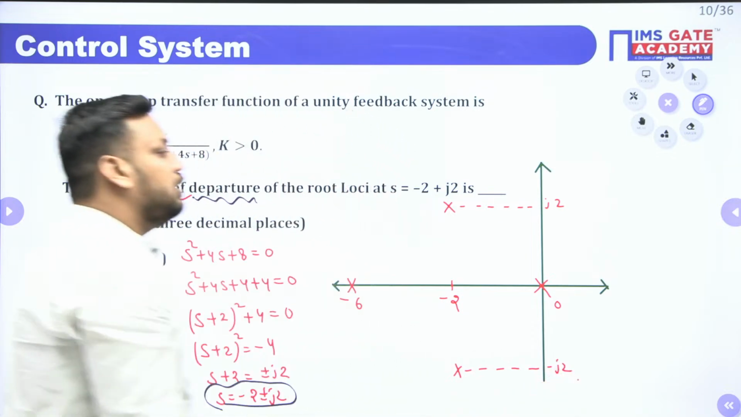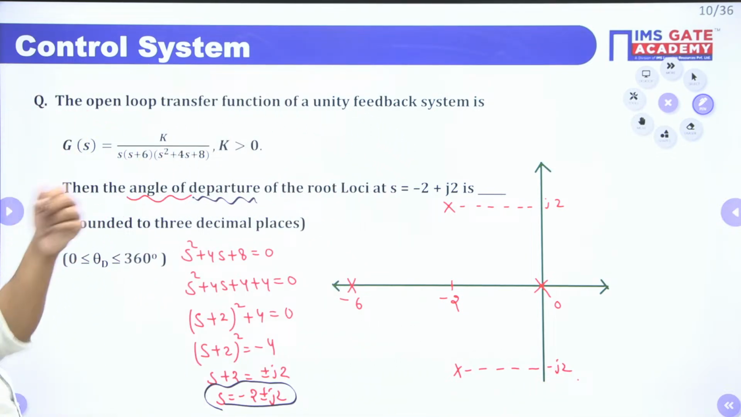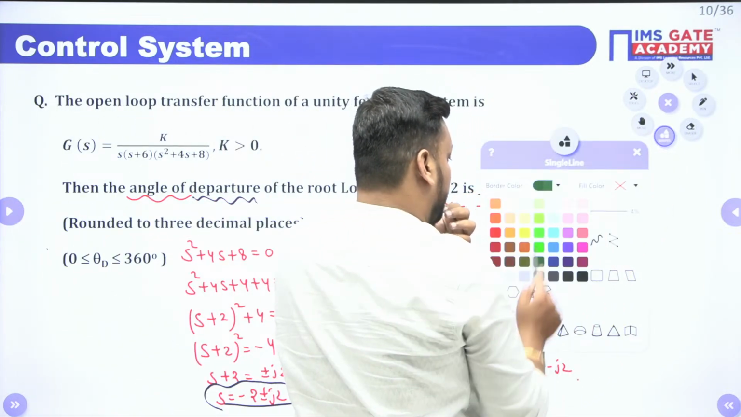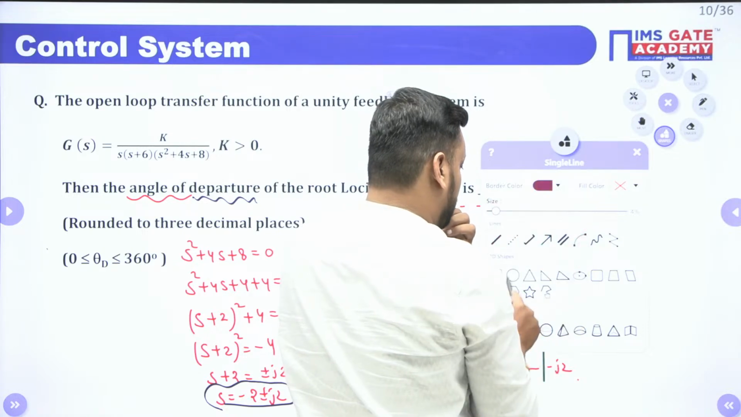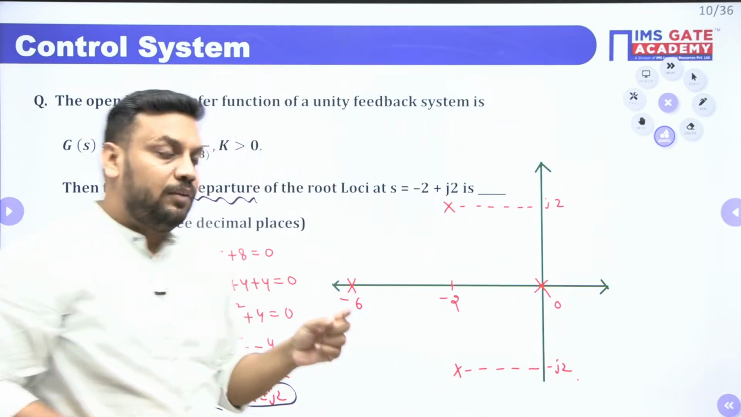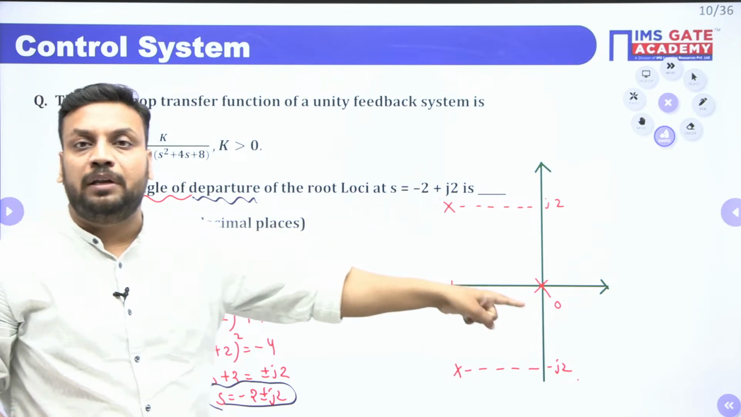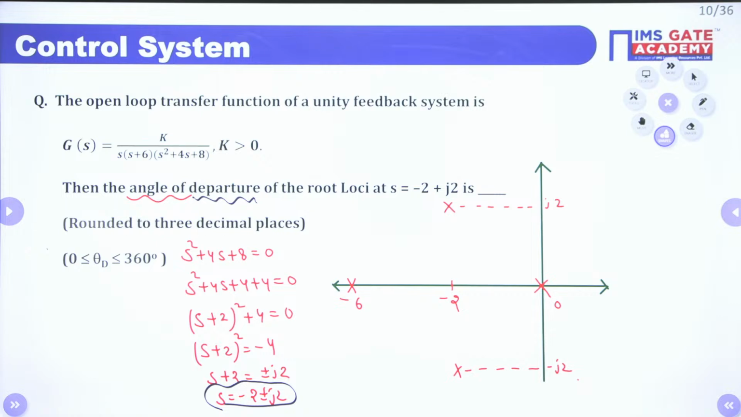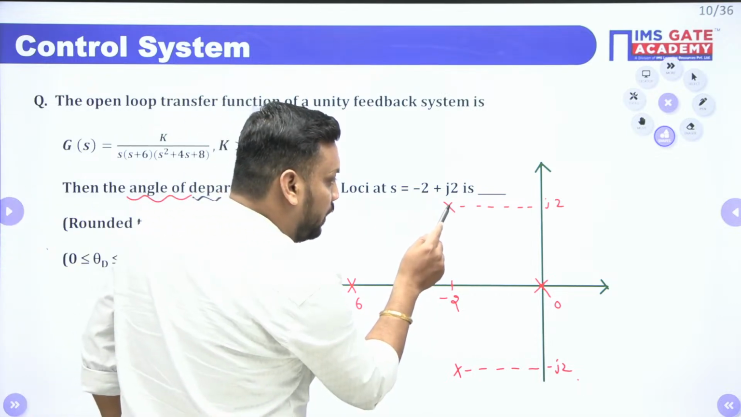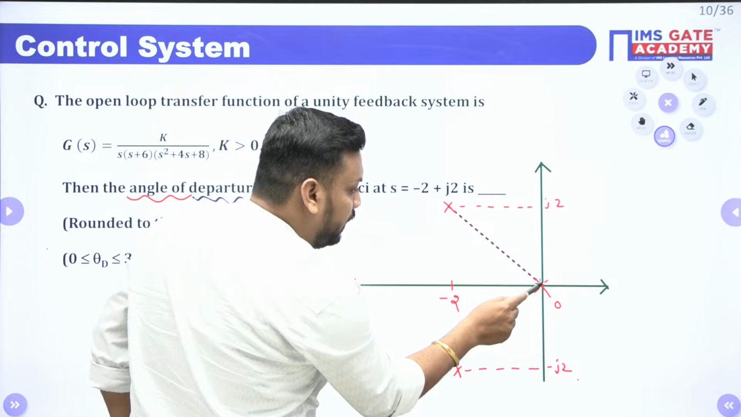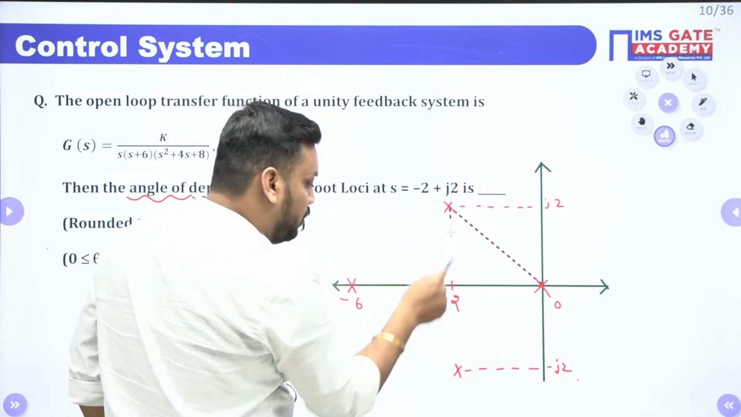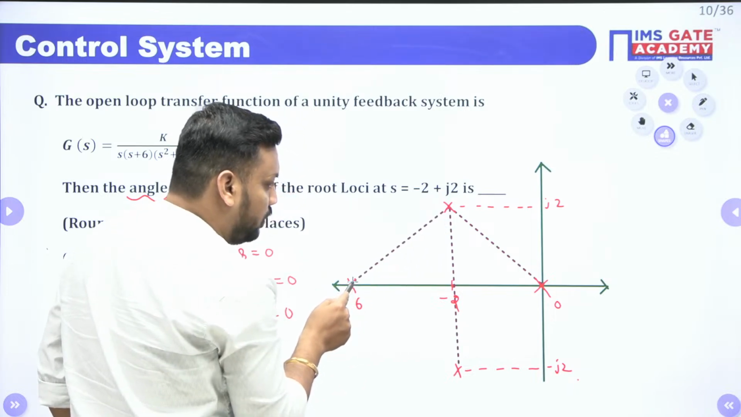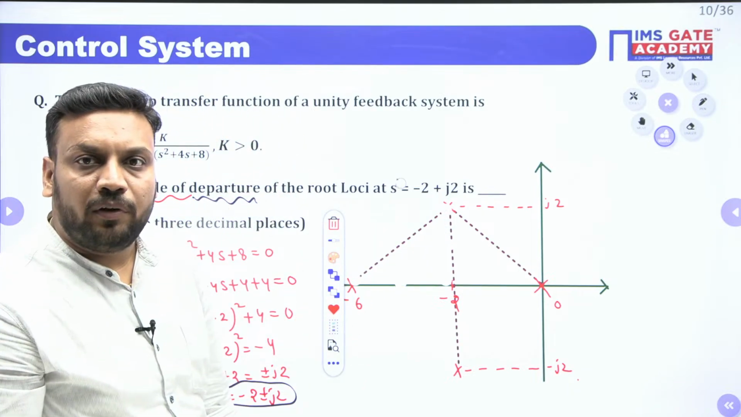Now the examiner is asking for the angle of departure. To find the angle of departure, what you need to do? You need to connect this conjugate pole with all the remaining poles and zeros. All the remaining poles and zeros you need to connect. So tell me, if I connect this pole to the remaining poles, this is the first point I need to connect, this is the second point, and this is the third point, like this. I hope you are getting this. Yes.